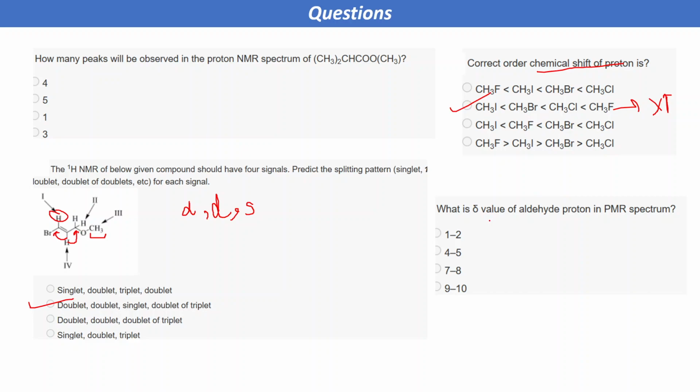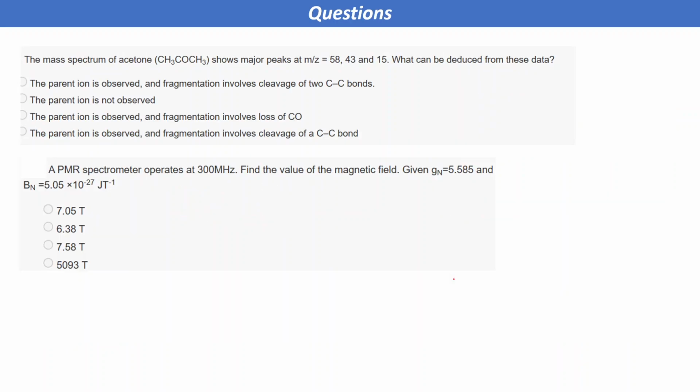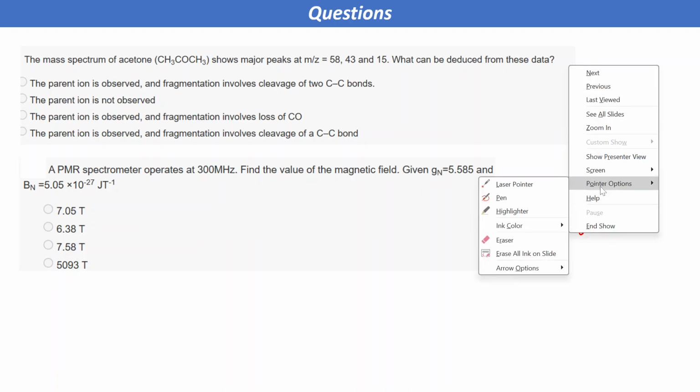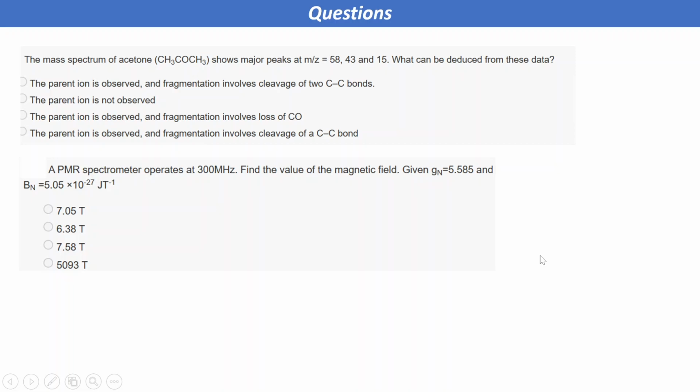Now next, what will be the delta chemical shift value of the aldehydic proton in the proton NMR? 9 to 10, correct. Next question. The mass spectrum of acetone shows major peaks at m/z 58, 43 and 15. What can we deduce from this data? First, let me draw the acetone structure. This one.